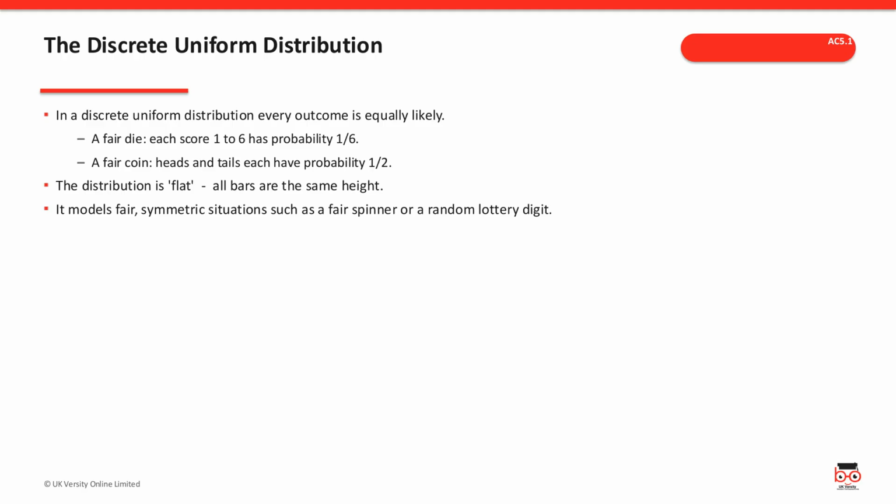The simplest distribution is the discrete uniform, where every outcome is equally likely. A fair die is the classic case. Each score from 1 to 6 has probability 1/6. A fair coin is another. Heads and tails each have probability 1/2. Drawn as a bar chart, it looks completely flat. All the bars the same height, which is its signature. It models fair, symmetric situations, a fair spinner, a random lottery digit, anything with no favoritism.